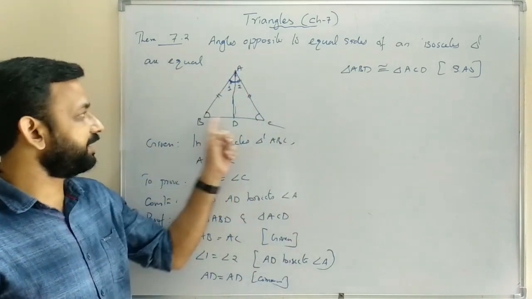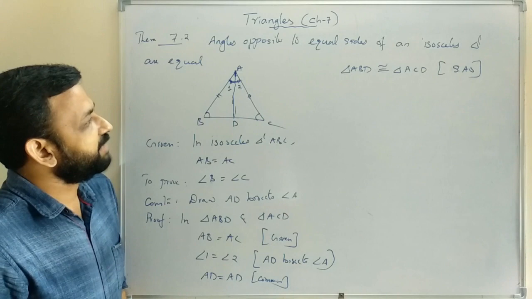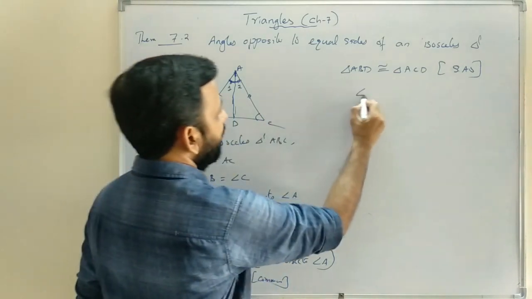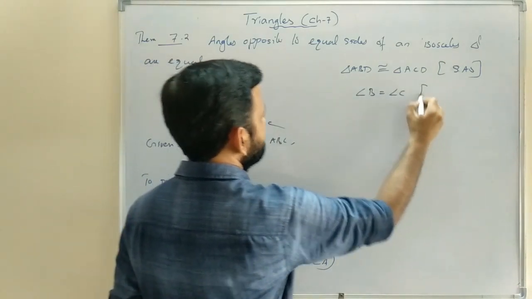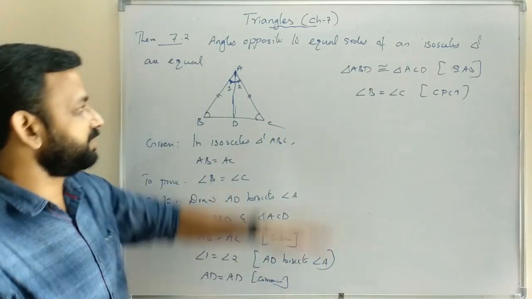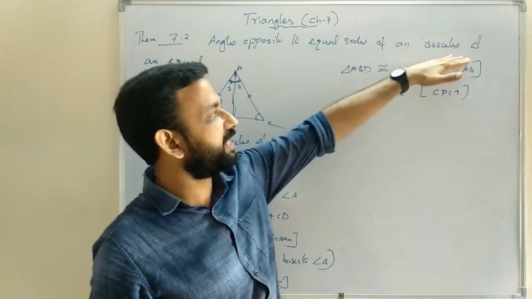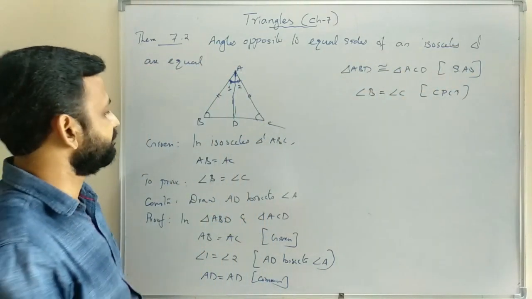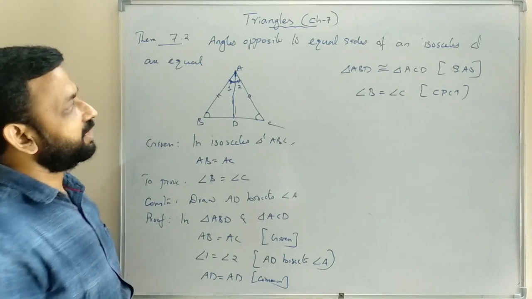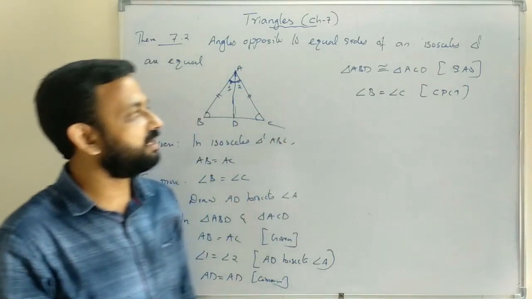Triangle ABD is congruent to triangle ACD by the SAS theorem. If they are congruent, we can say angle B equals angle C, reason CPCT. So we can write down that angles opposite to equal sides of an isosceles triangle are equal.